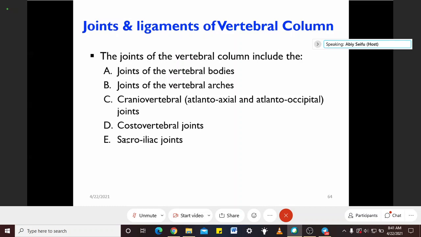Lastly, the sacroiliac joint: the sacrum part of the vertebral column articulates with the ilium, or generally the hip bones, right and left, and this is called the sacroiliac joint. Now, we will mainly see the above joints and the ligaments that are associated with them. Let's start with the joints between the vertebral bodies.